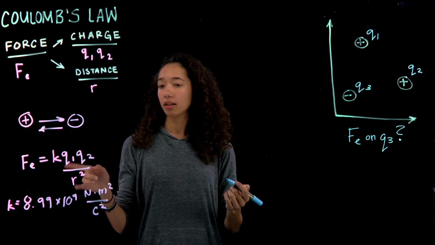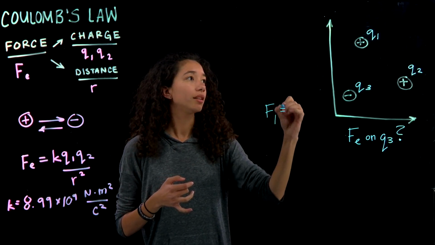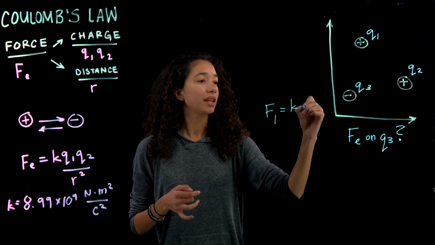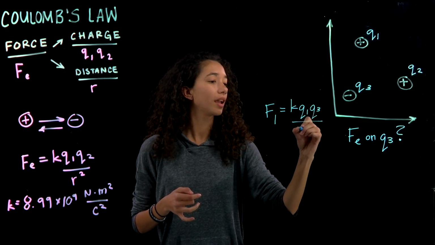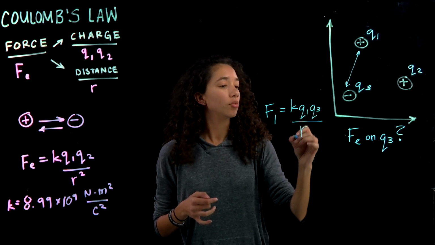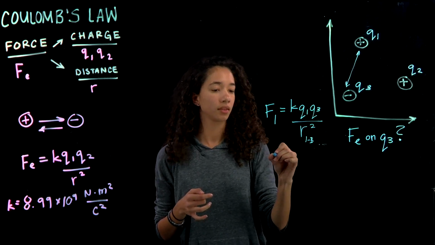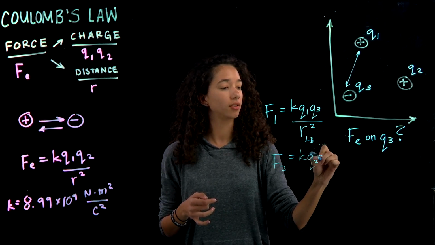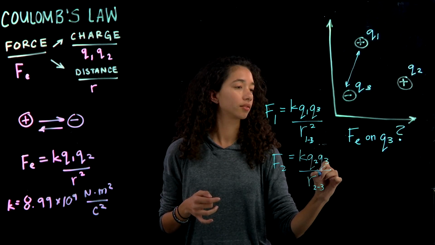So I'm going to rewrite Coulomb's law twice. So I'm going to call one F1, and this is going to be the force from charge 1 on charge 3. So I have my K, my two charges in this case are Q1 and Q3. And my R in this case is going to be the distance between Q1 and Q3. So I'm going to say R13 squared. For our second force, it's K. Our two charges are Q2 and Q3. And our distance is between 2 and 3 squared.